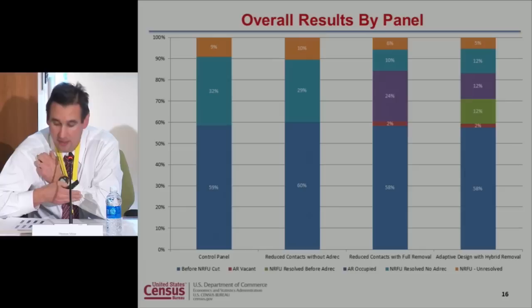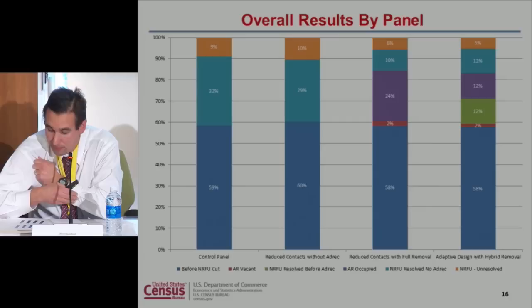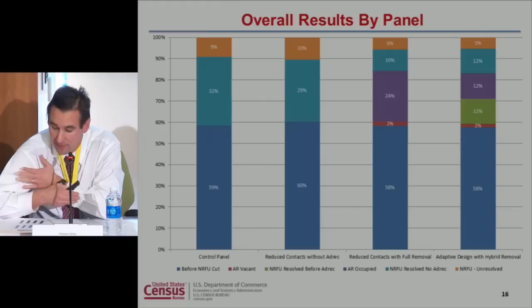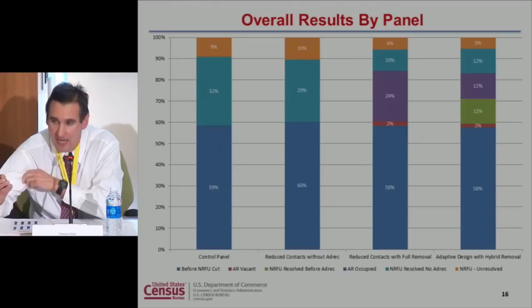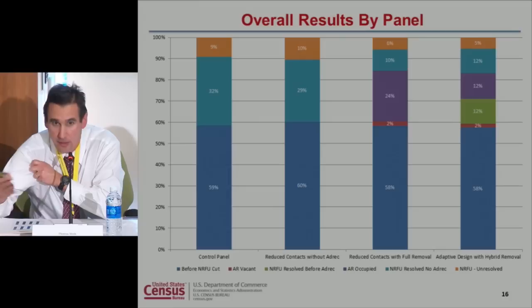My focus for the main part of this will be on the administrative record panels that had those removals. So for the panel that had the reduced contacts with the full removal, there we ended up having 58% before the cut. And then we ended up having 2% in the next bar, where based on our administrative records, we were able to identify them as being vacant. Then we ended up in the purple, we ended up having 24%. So based on our administrative records processing, we were able to identify those as being administrative records occupied, and we had a household to insert there. For the remaining 16% of the entire universe, they went out for field work, 10% were resolved, 6% were unresolved.